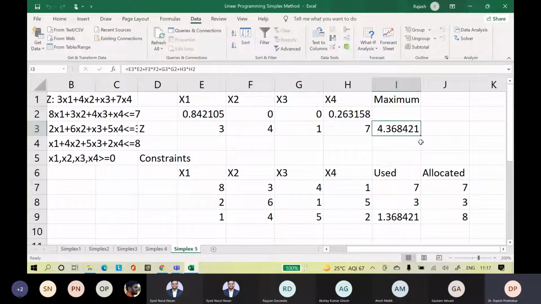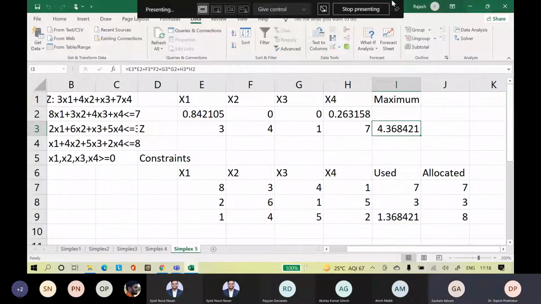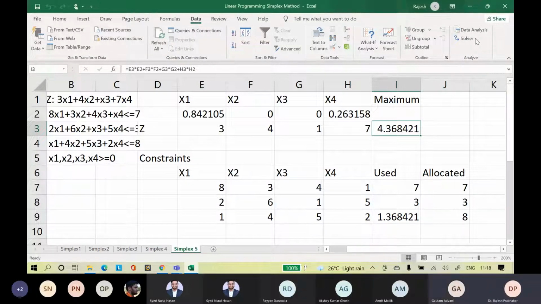The value what? Yes, sir. I got this one, 4.368. All right, sir, it's matching. Got it? Yes, sir.